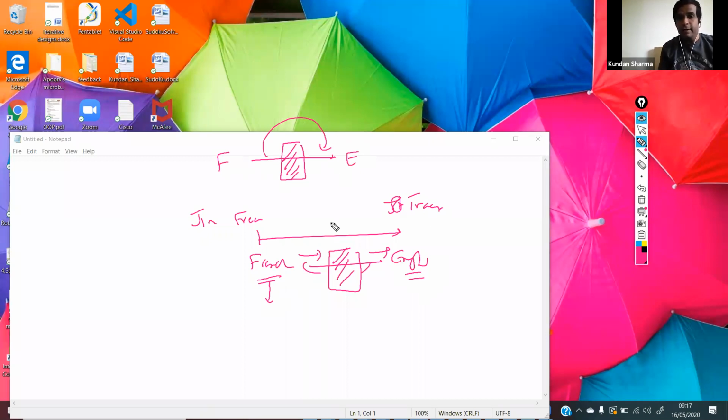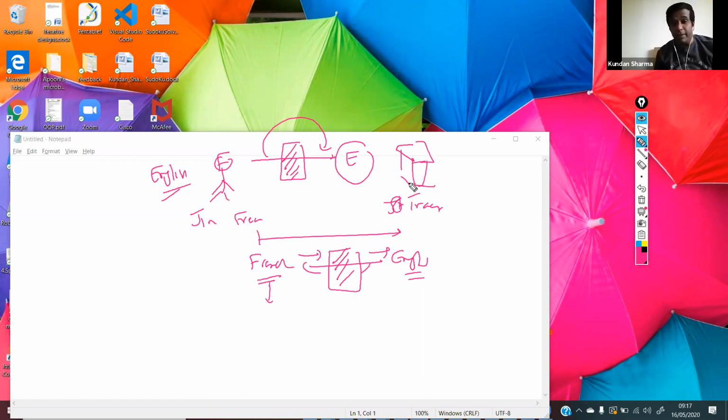Now, assume that this guy is a computer machine, right? This is a computer, and this is a human being. A human being knows only English language, right? Assume that the human being can talk only English, but this computer does not understand English. So the computer understands a particular language, which we call the language of zeros and ones.